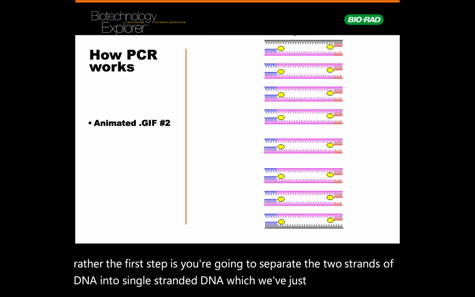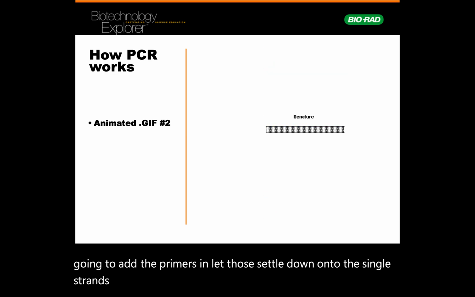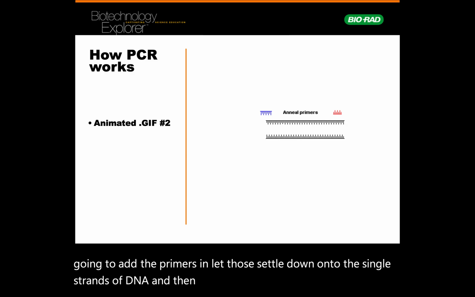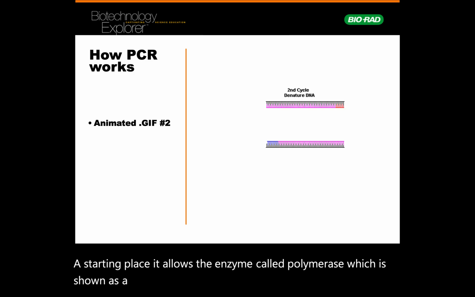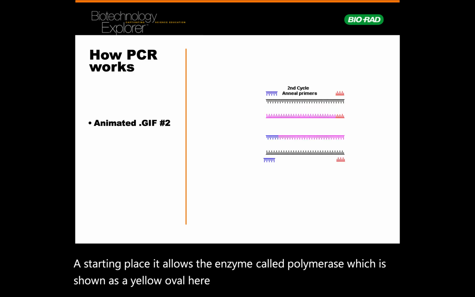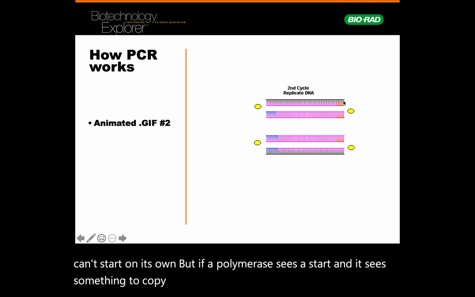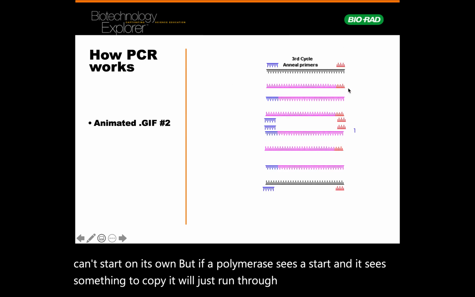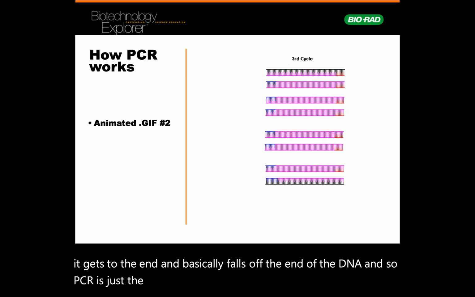Then you're going to add the primers in, let those settle down onto the single strands of DNA, and then the primer serves as a starting place. It allows the enzyme called polymerase, which is shown as a yellow oval here, to have a start. The polymerase can't start on its own, but if a polymerase sees a start and it sees something to copy, it will just run through and copy everything until it gets to the end and basically falls off the end of the DNA.